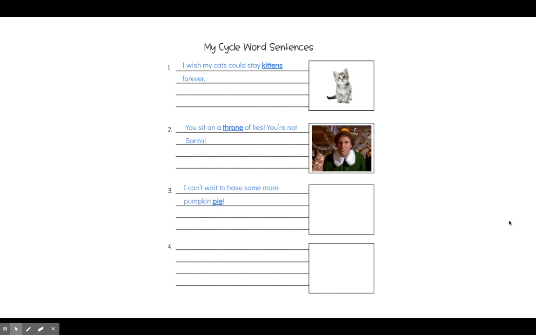My next word is, I can't wait to have some more pumpkin pie. I'm sorry, that's my sentence. My word is the word pie. And in the box, I would draw a picture of some pumpkin pie. And number 4, the last word is the word night. My sentence says, on the night before Christmas and all through the house, and I drew a picture of Santa at the North Pole.